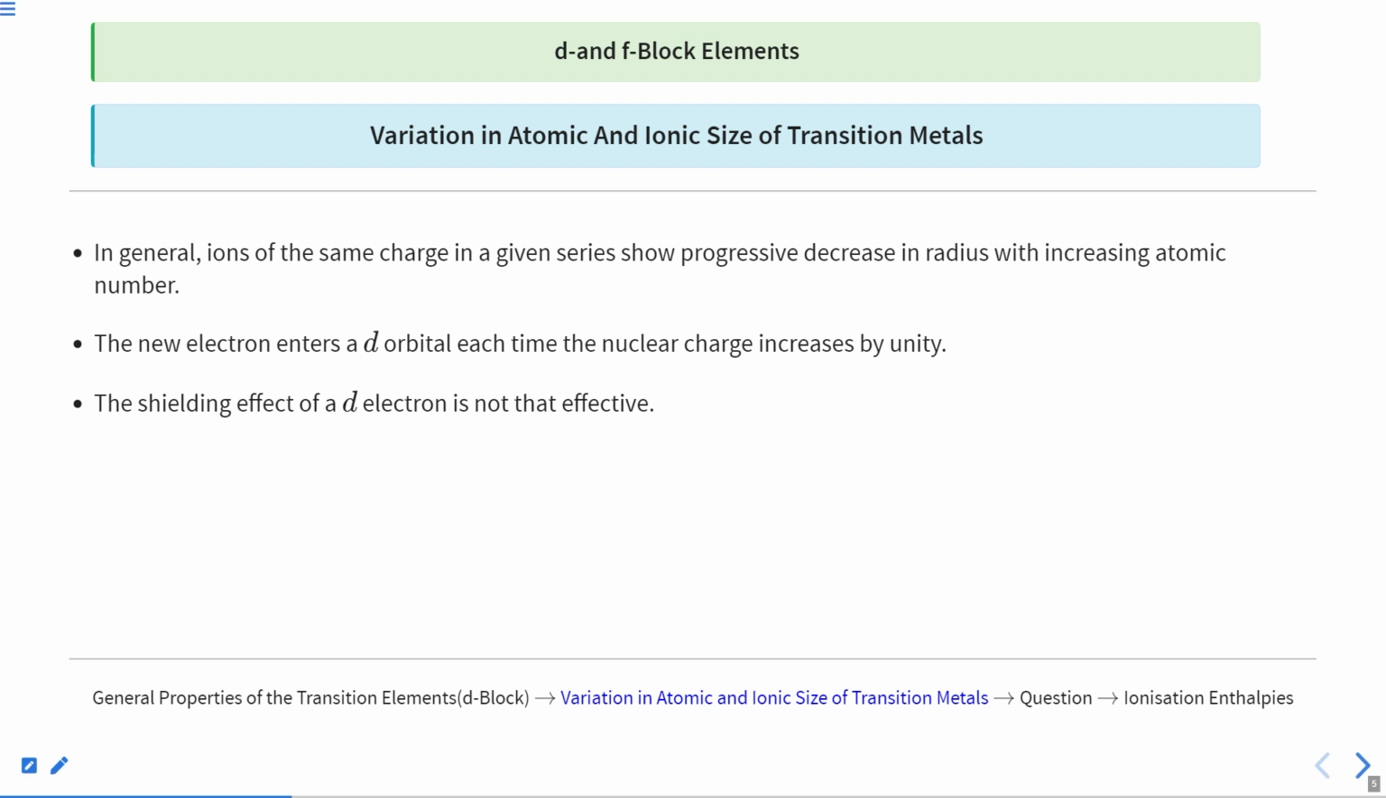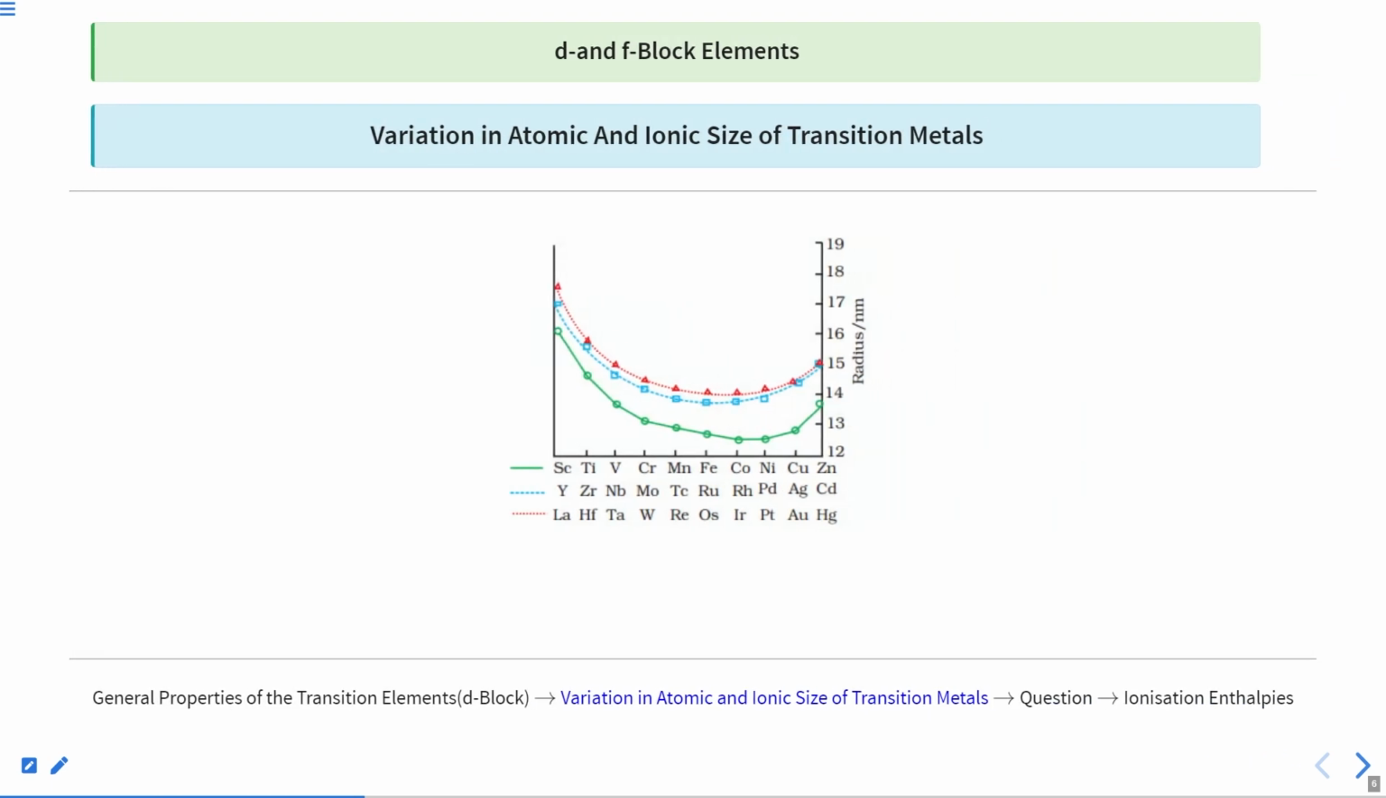And one more reason is that the shielding effect of the d electrons is not that effective. Means the electrons present within the shell do not shield the electrons present in the same shell by that much strength, right? Due to that reason, they are not effective in shielding, and hence their atomic size decreases. So in general, ions having the same charge, if you are moving from left to right, their size decreases vastly. Clear? So this is the trend here.